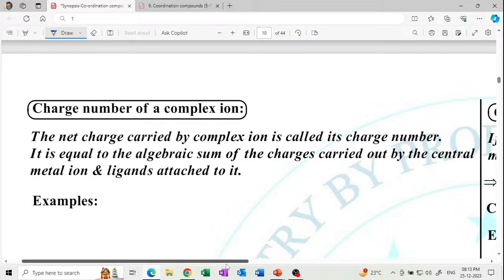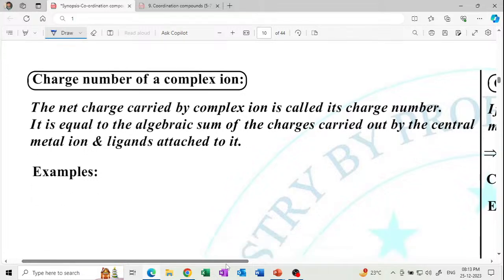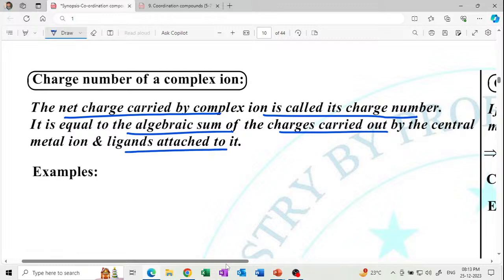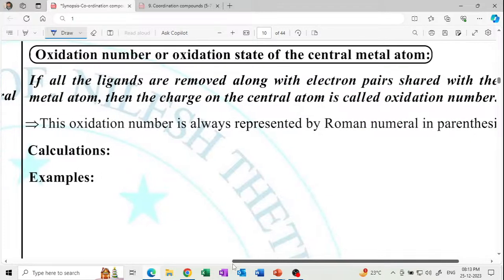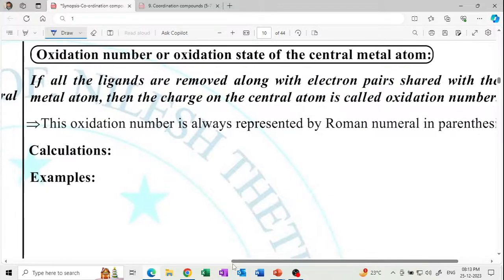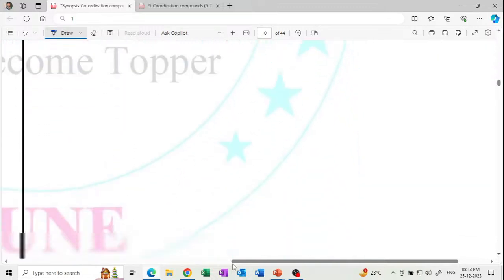Next is the charge number of a complex. What is the charge number? The net charge carried by the complex ion is known as the charge number. It is the algebraic sum of the charges carried by the central metal ion and the ligands attached to it. Oxidation number: if all the ligands are removed along with the electron pairs shared with the metal ion, then the charge on the metal ion is known as the oxidation number, which is the oxidation state of the metal ion.